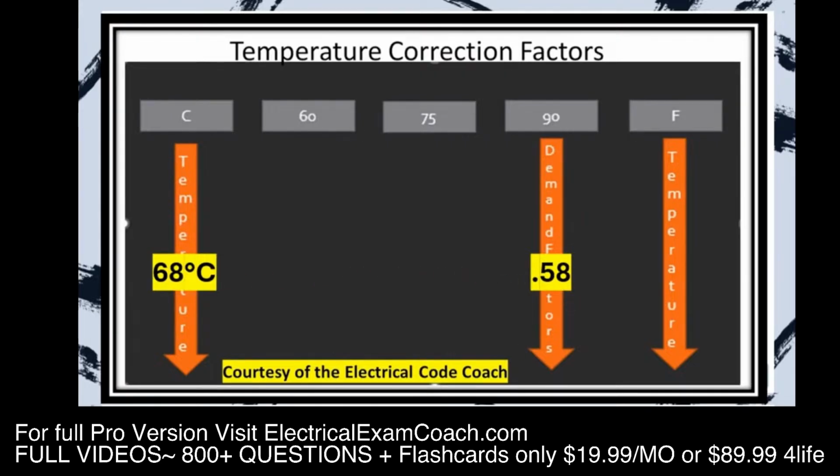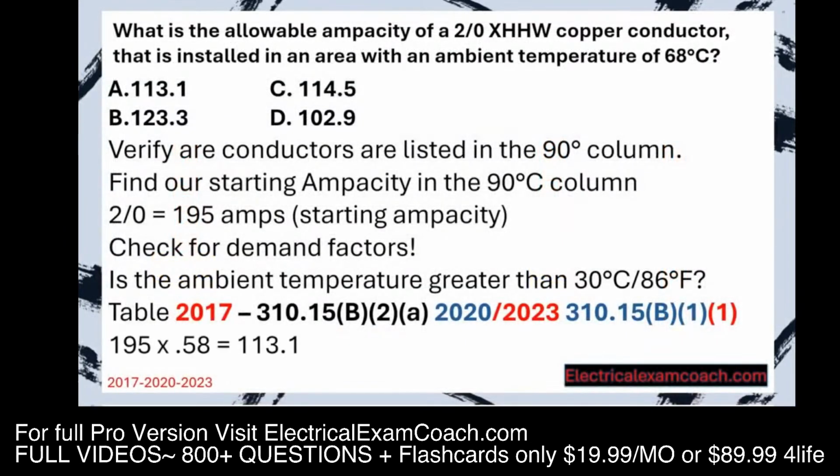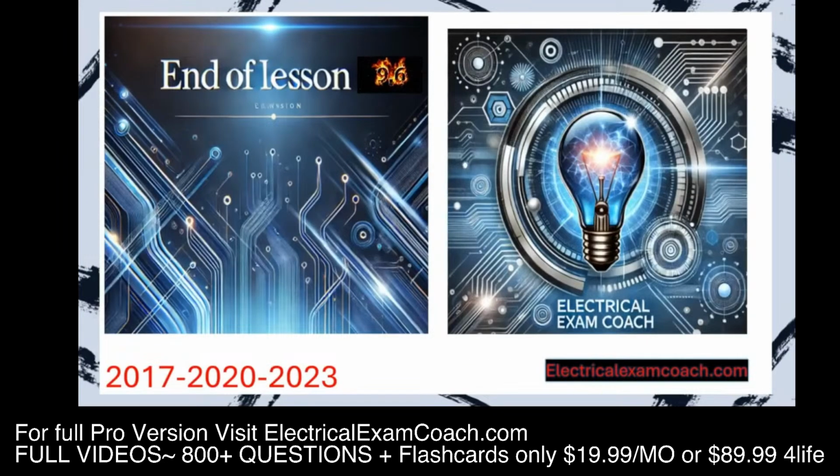And we find that our correction factor is 0.58. We take our starting ampacity, multiply it by the correction factor, and that gives us our new allowable ampacity of 113.1 amps, and we select A. That's the end of lesson 9.6.